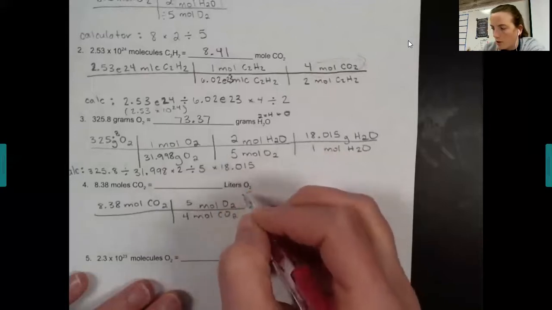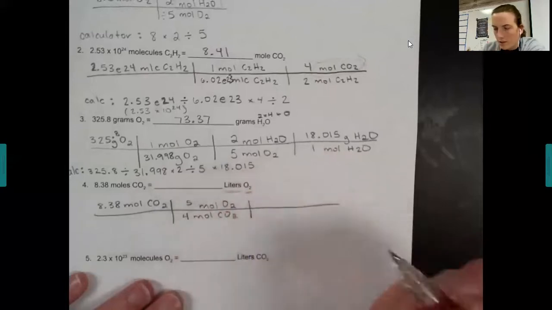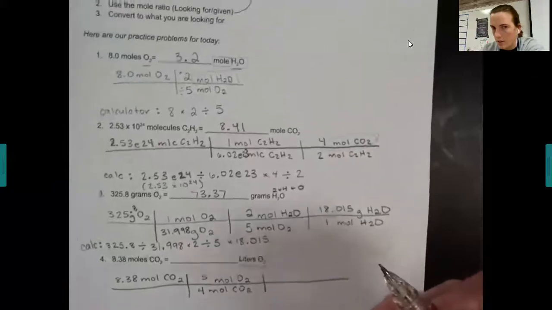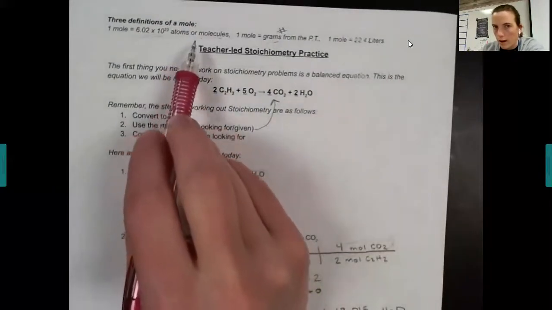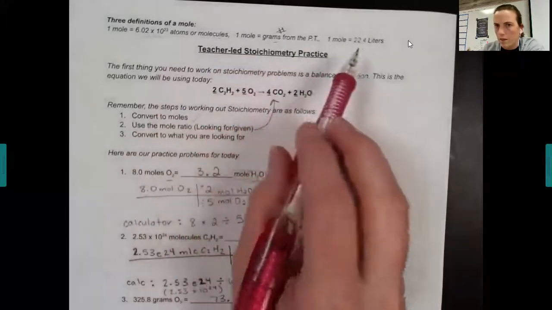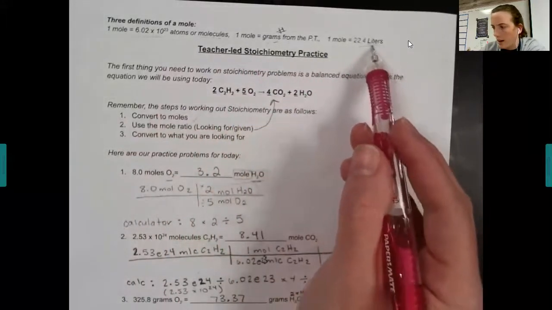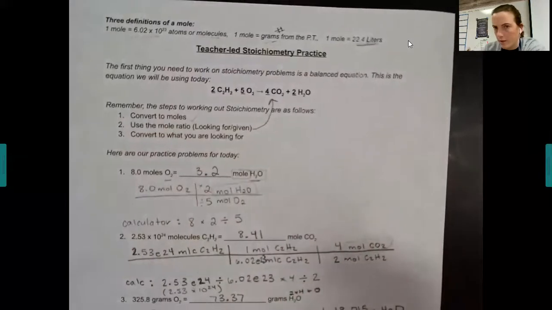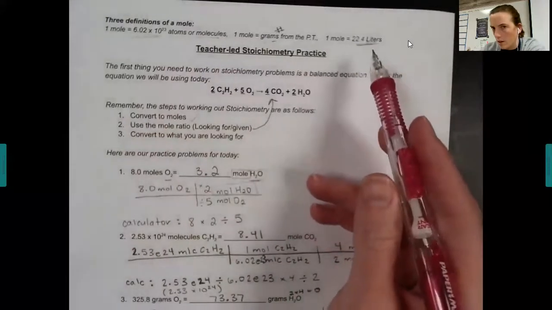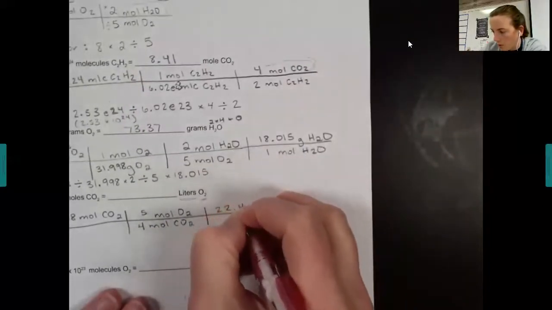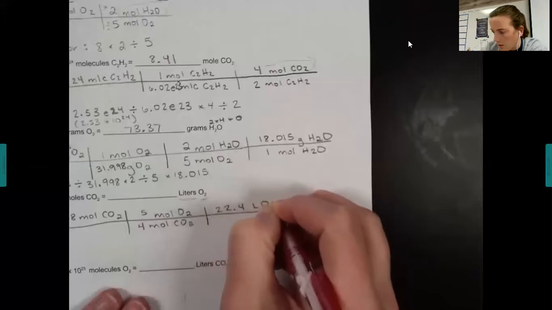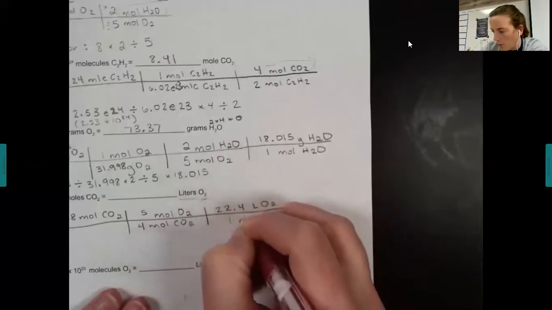Step number 3, convert to what you need. We need liters of oxygen. So when I come up here and I look at my 3 definitions of a mole, atoms or molecules, grams, liters, I need the definition that says liters. And what number goes with that? 22.4. So I'm going to say 22.4 liters of oxygen for every 1 mole of oxygen.